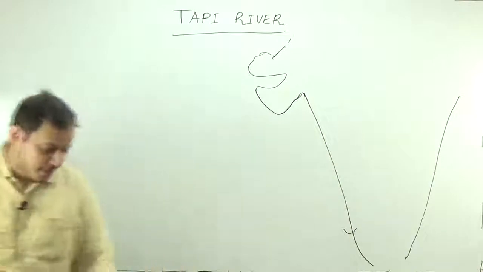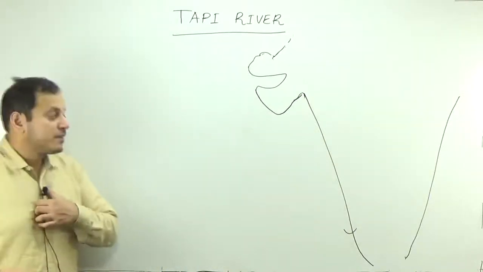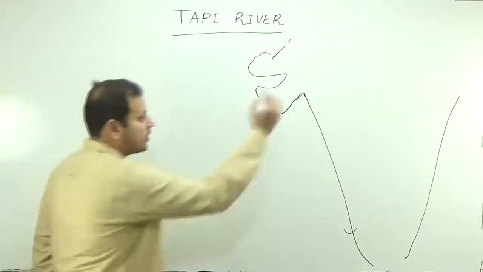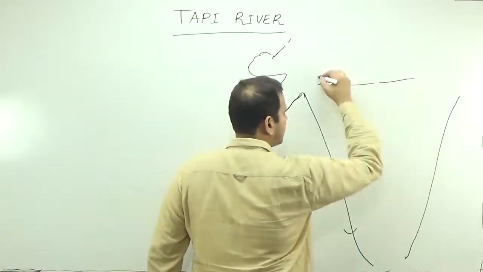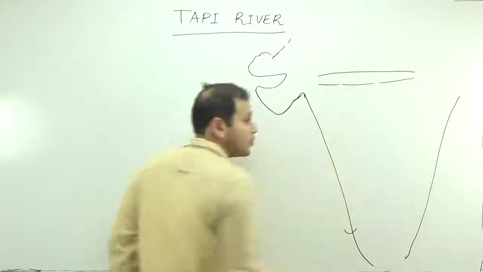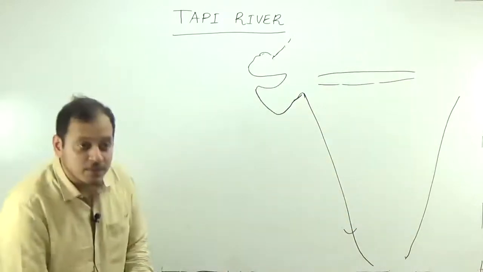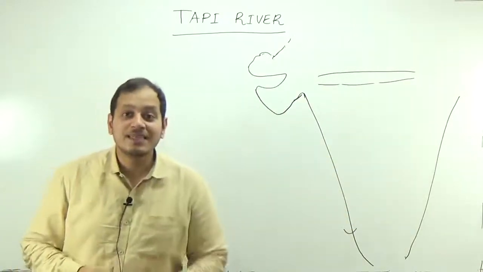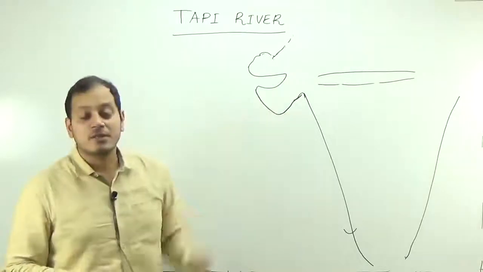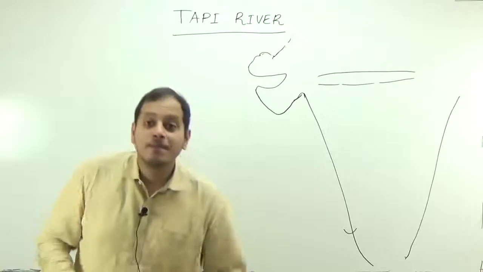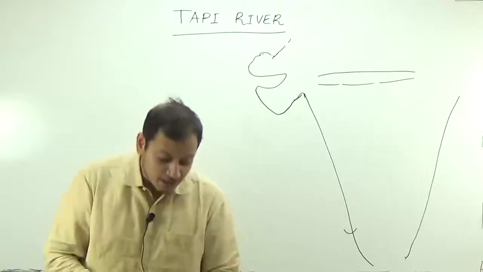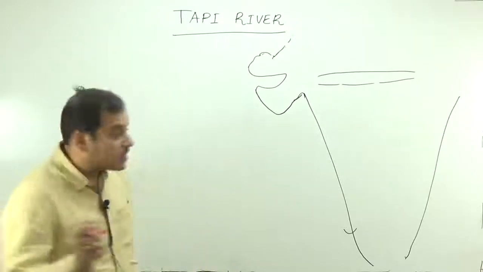Hi friends, welcome to the study of the next river after Narmada, that is the second important west flowing river, the Tapi river. The Tapi river again flows through a rift valley, to the south of the Satpura ranges. The Tapi river originates from the Satpura plateau.